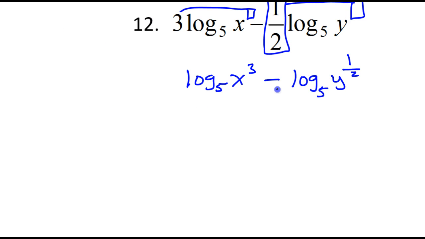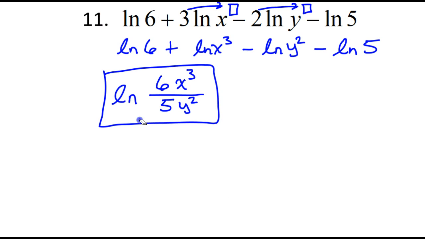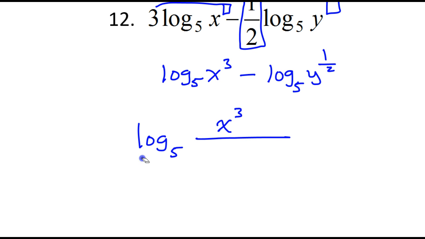Okay, now I see the subtraction, so that means the quotient rule. So this would be log base 5 of x to the third power over, whoops, I almost wrote the log twice. By the way, when you do the quotient rule, notice you don't write the log twice. You just have one log and then you have your fraction. I don't put natural log in the top and the bottom. Here when I do this quotient rule, I'm not going to put log base 5 in the top and the bottom. You just write it once.